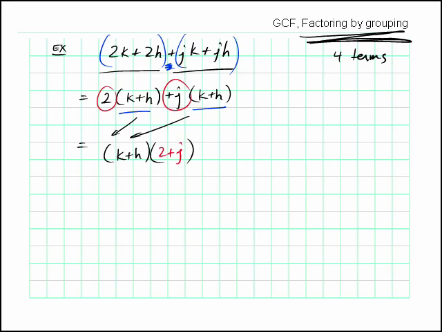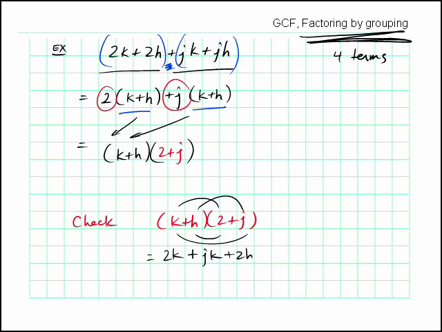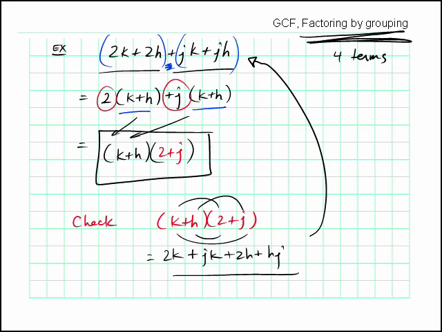If you needed to check, this is what you would do. K plus h times 2 plus j. If I multiply that together, I could use the FOIL method here. That's 2k, that's jk, that's 2h, and that times that is hj. That is the original polynomial up here. It's in a little bit of a different order, but it's basically the same terms. Okay, so when I multiply it out, I should get the same thing back, and I do. Right, so here is the factorization of the polynomial. Let's try another one.